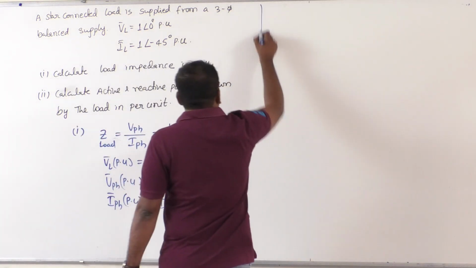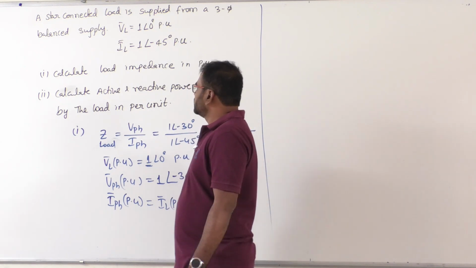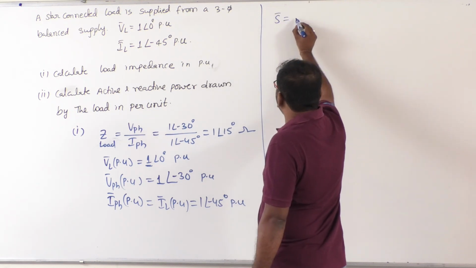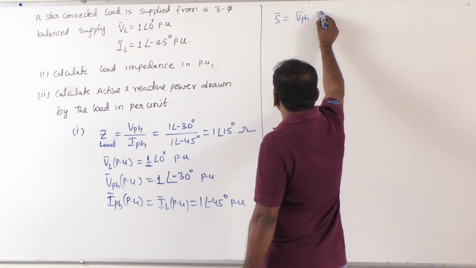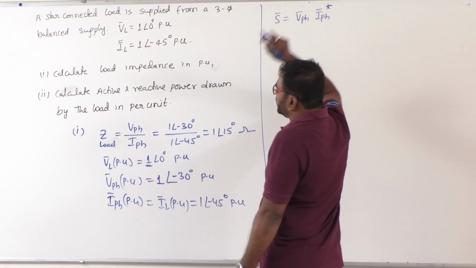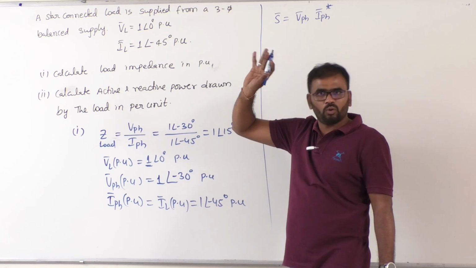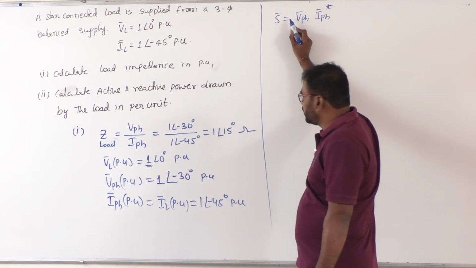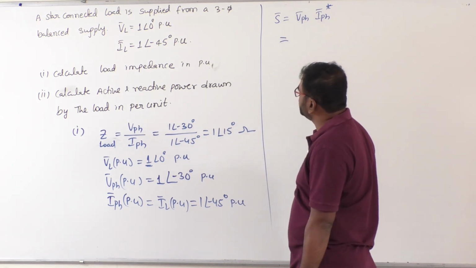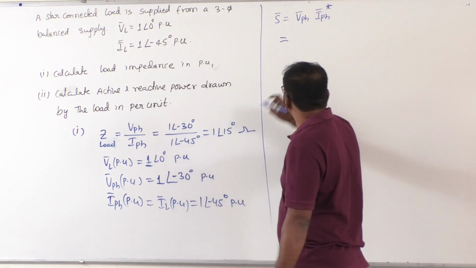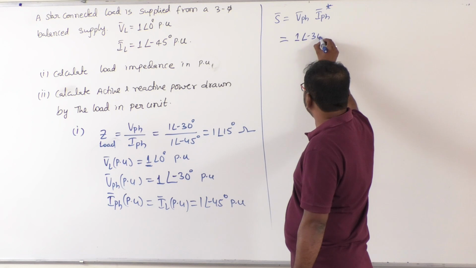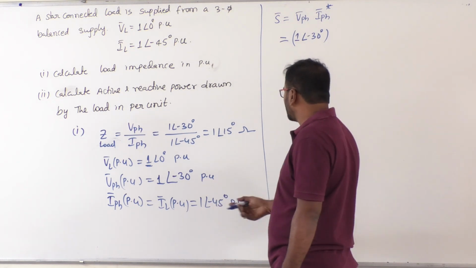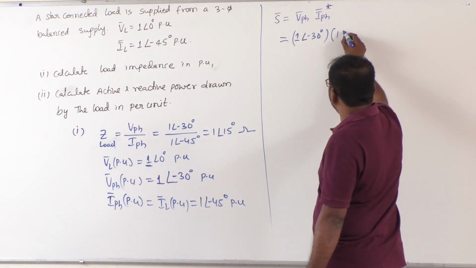Now what is the next question? The active and reactive power drawn by the load. See, to calculate the active and reactive power drawn by the load, I can calculate the complex power. Complex power is what? In per unit form. V phase into I phase conjugate. Don't write V line I line conjugate, that is a blunder. Okay, V phase into I phase conjugate. Don't write 3 here. 3 will not come in per unit system. Be careful about this. What is the V phase? V phase, just now we calculated, 1 at an angle minus 30 degrees. What is the I phase conjugate? I phase is 1 at an angle minus 45 degrees. So conjugate means 1 at an angle plus 45 degrees.